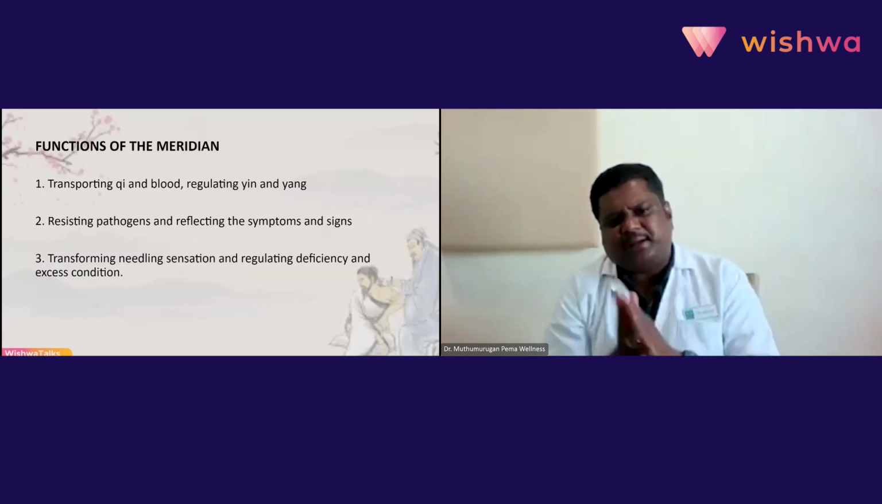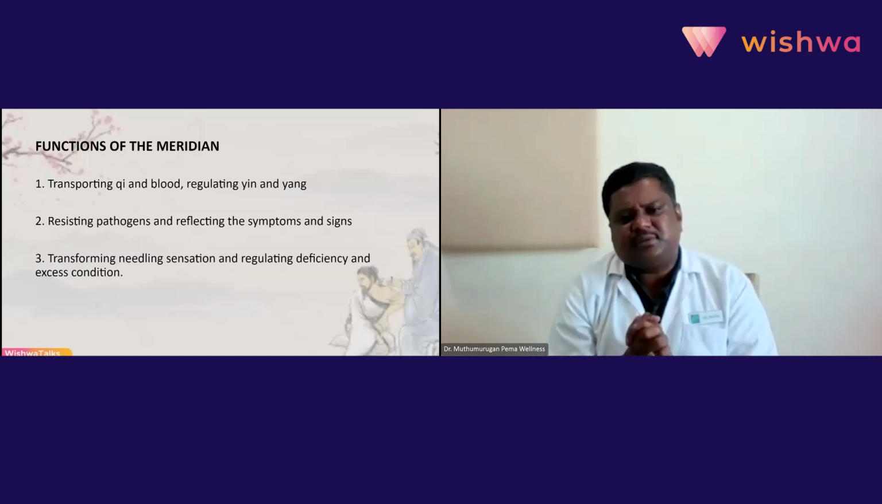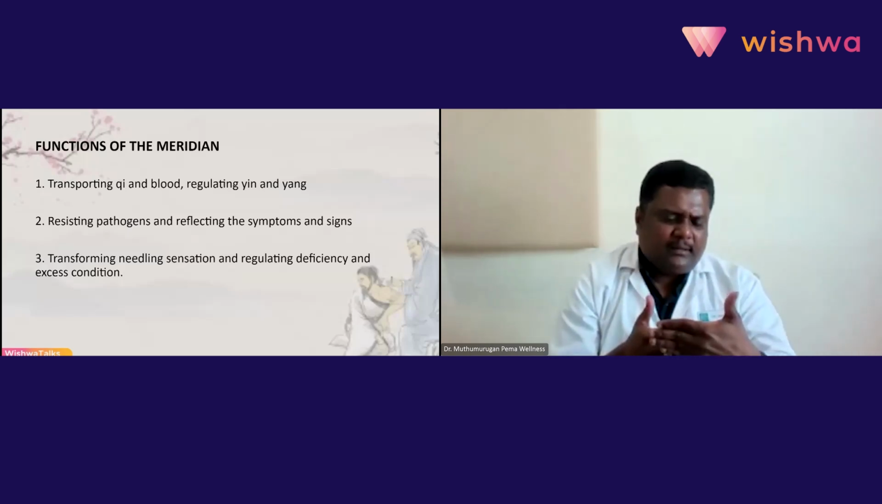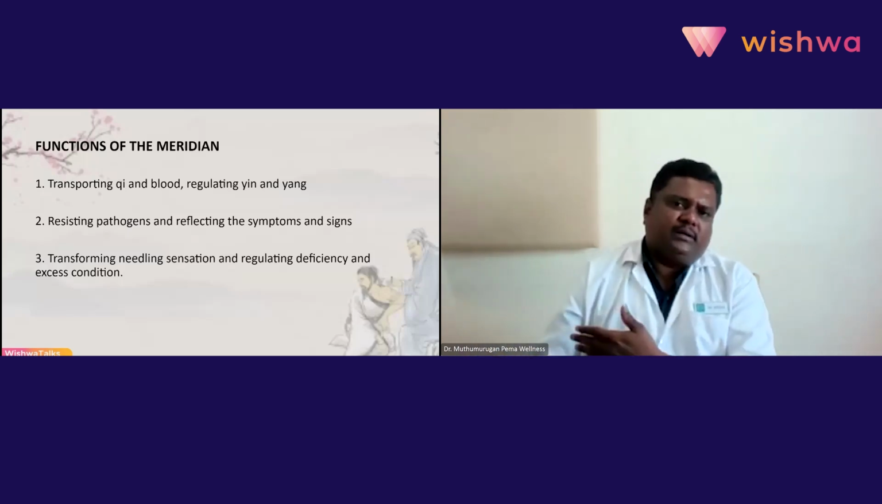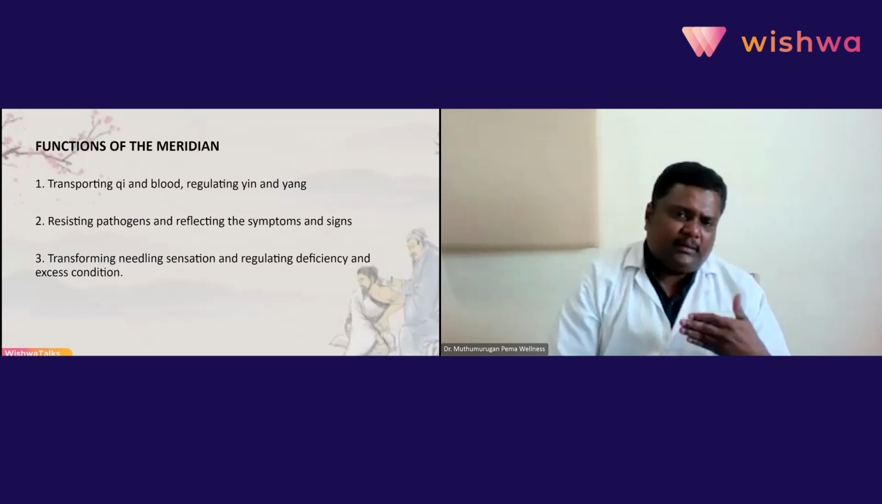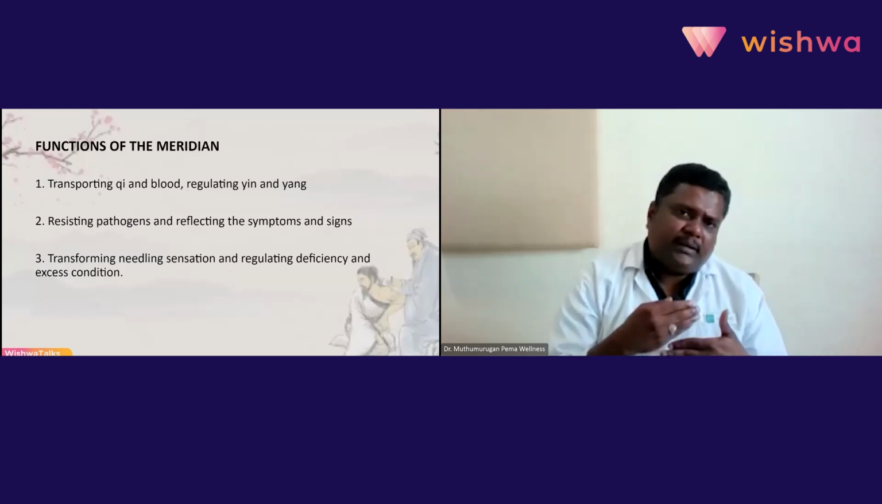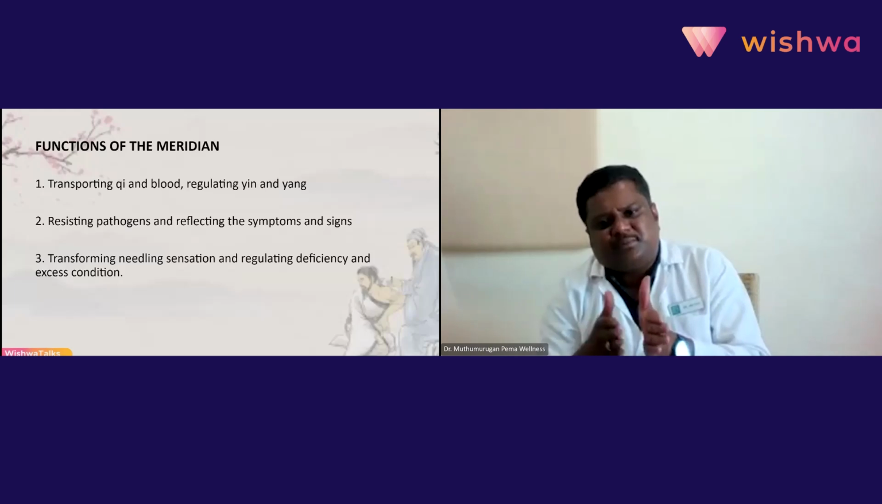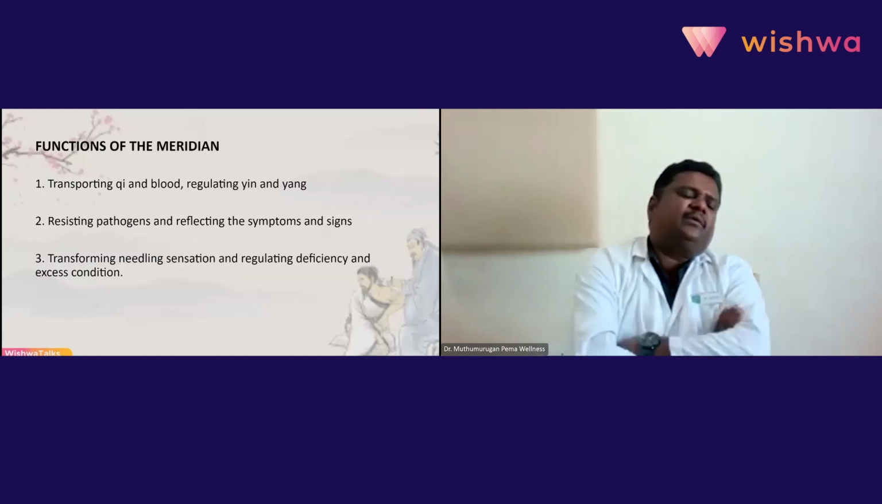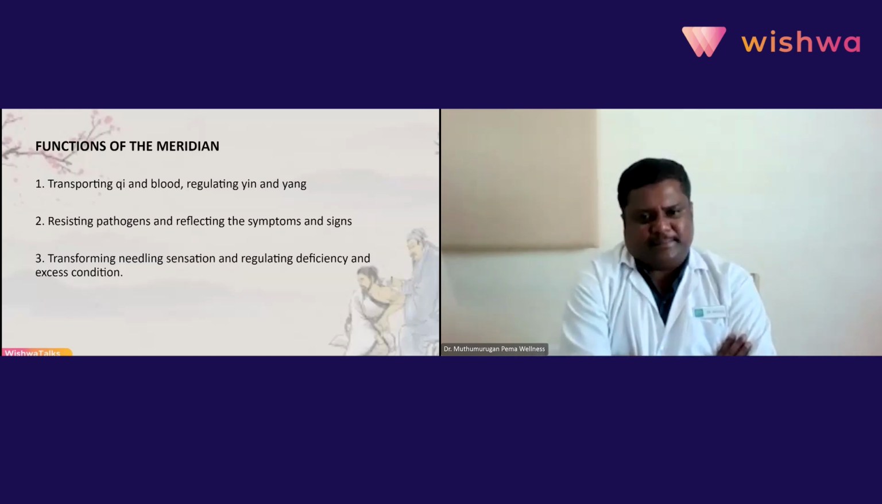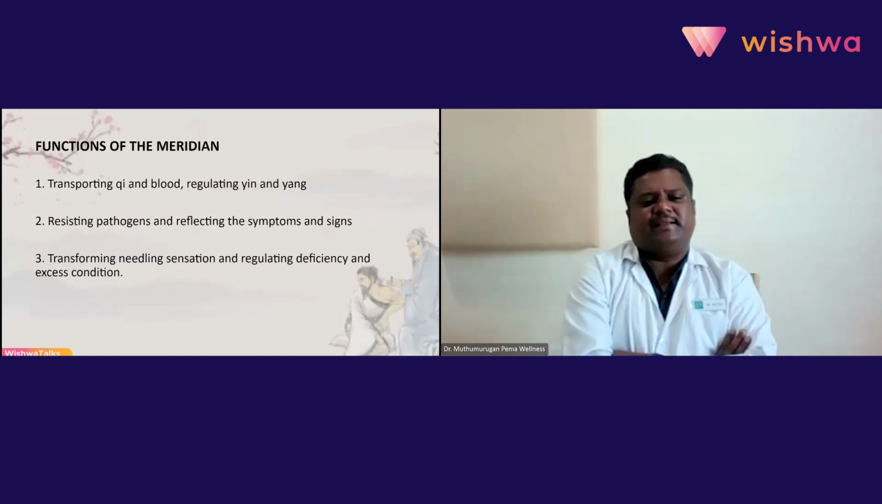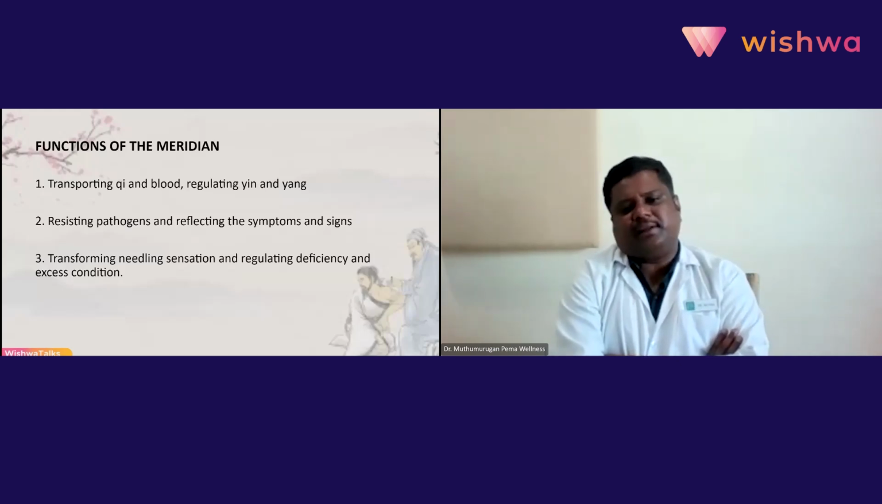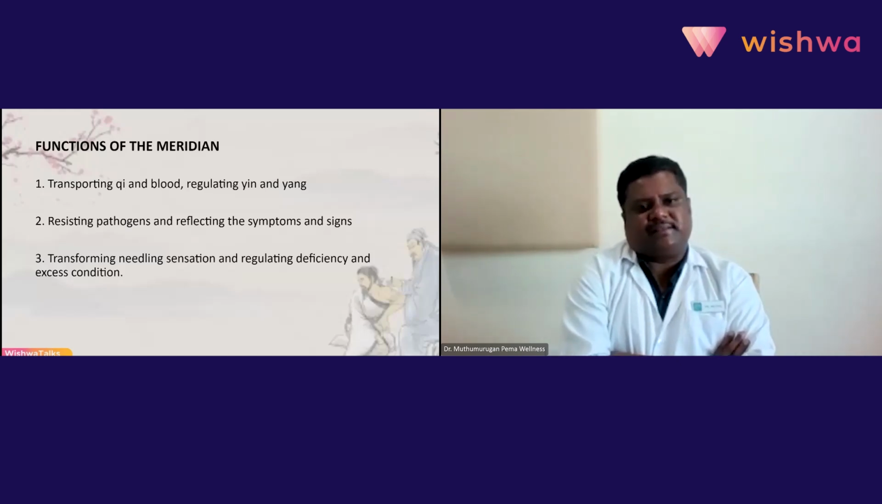So, resisting the pathogens and reflecting the symptoms and signs. It protects from the pathogens from the outer world, and if the body is not able to eliminate these pathogens, it creates an imbalance in the body. The symptoms and signs are also developed through the meridians, and it transmits the needling sensation. It is very important, and it regulates the deficiency and excess conditions.